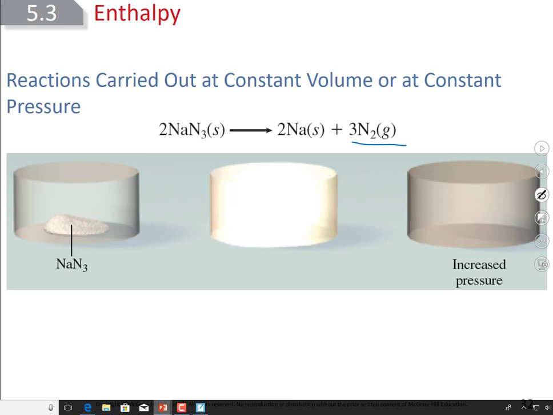Here in this scenario, though, instead of it being in an airbag which inflates, I have it in a volume that has a set volume. It's not going to expand such as an airbag or a balloon would.